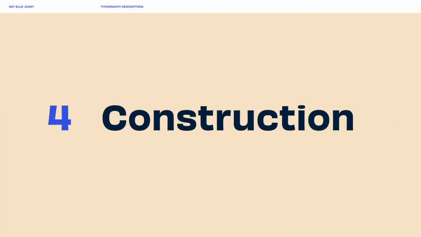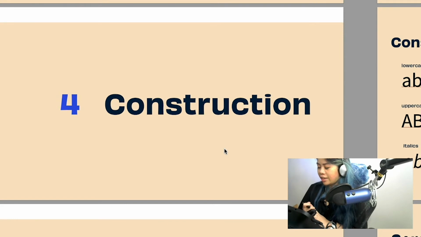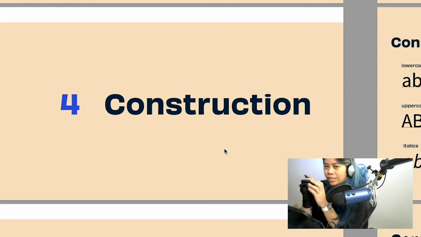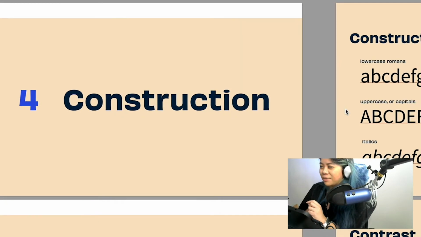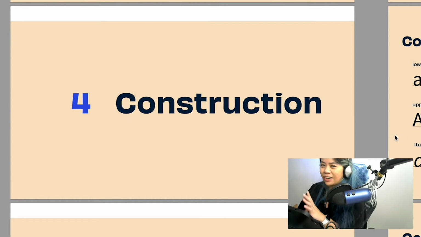Moving on to number 4, we have construction. So construction is how you would describe the build of the letters and the way the letters are formed. I can't really get more precise than that, or figure out another way of saying it. But it's just the way that the letters are formed and constructed.